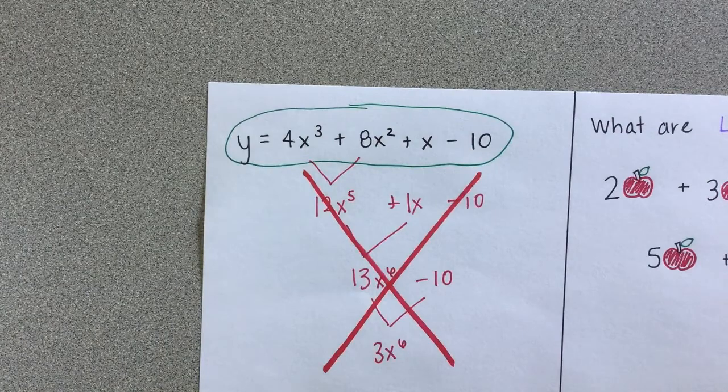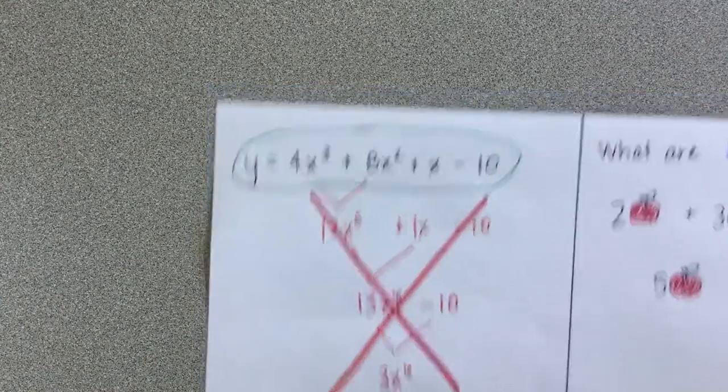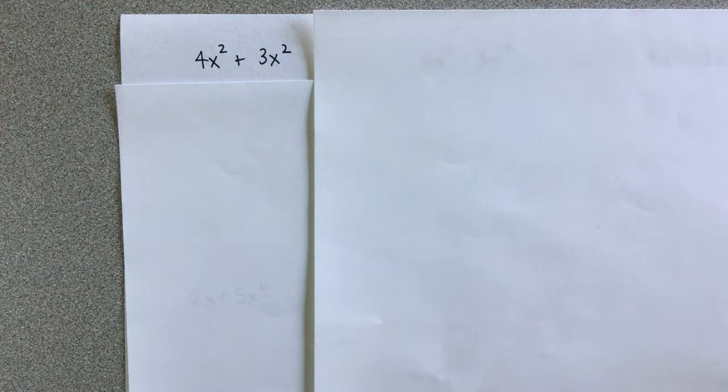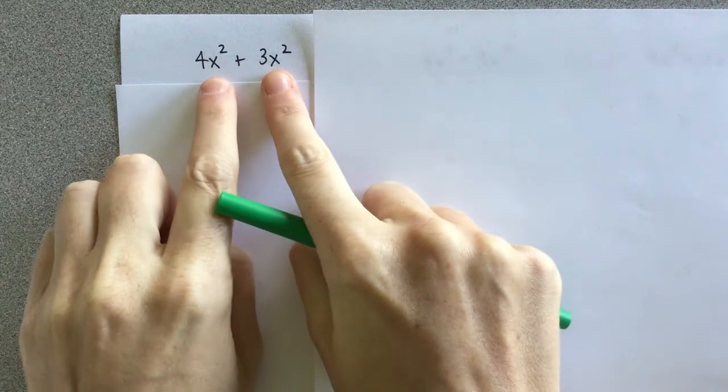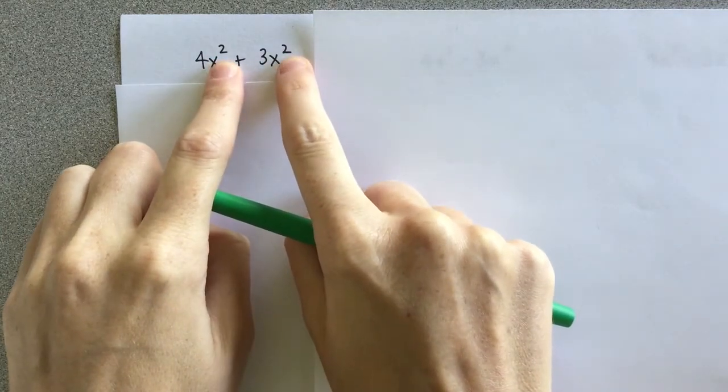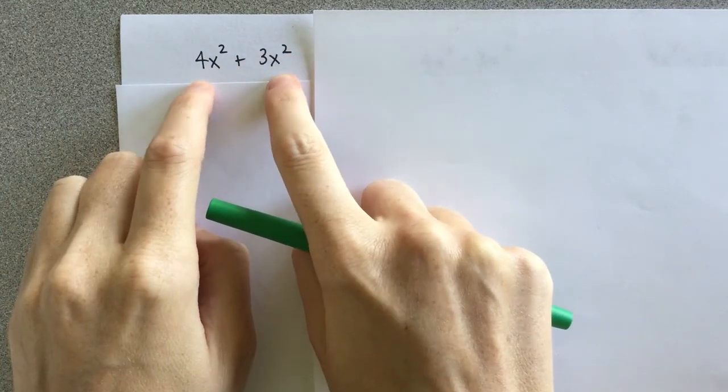So let's look at just a couple examples of things that are like terms and maybe unlike terms. So we will start with this. So we've got 4x squared plus 3x squared. So let's ask ourselves, are these like terms? Do they have the same variable? Well, yes, they both have an x. Do they have the same exponent? Yes, they both have an exponent of 2. So that means we can add these together.